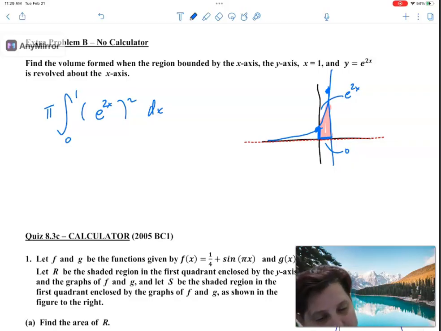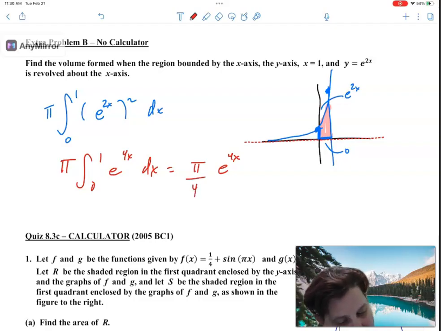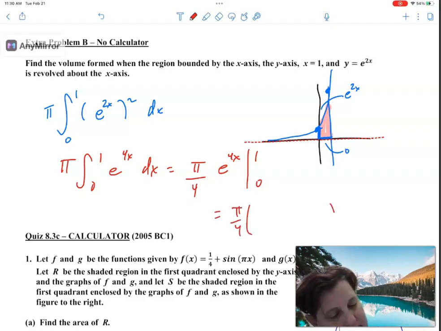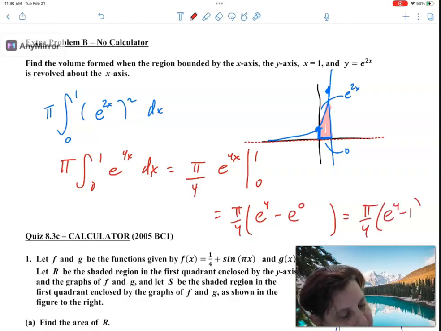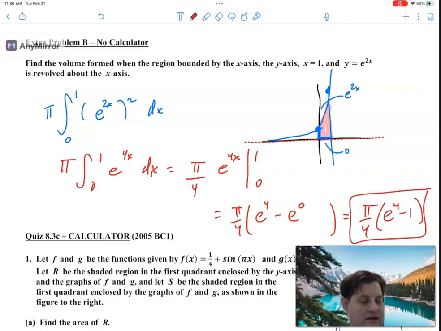Now I can actually do this problem pretty easily. e to the 2x squared is e to the 4x. And you guys, when I integrate that, it becomes e to the 4x over 4. I'm going to put the over 4 out front with the pi. Okay? So I'm going to get e to the 4 times 1, minus e to the 4 times 0. So that's going to be e to the 4th minus 1. So that's my volume right there. It's actually just pi over 4, e to the 4th minus 1.